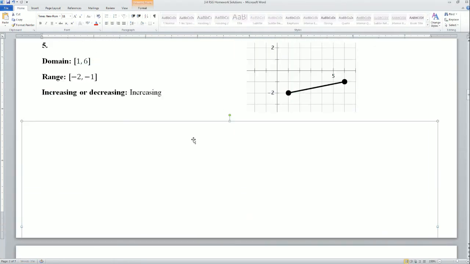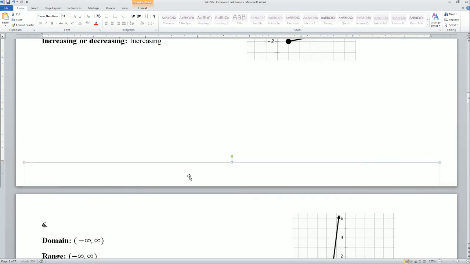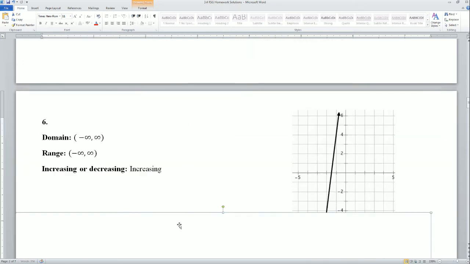From left to right, it looks like it's going up, so we will say that is increasing. Okay. Alright, again, this one, I'm just going to give you the solution. For this one, it is closed at both ends, so the domain here is from 1 to 6. The range is from the lowest value, -2, all the way to -1. We say this is increasing. Alright, 6.